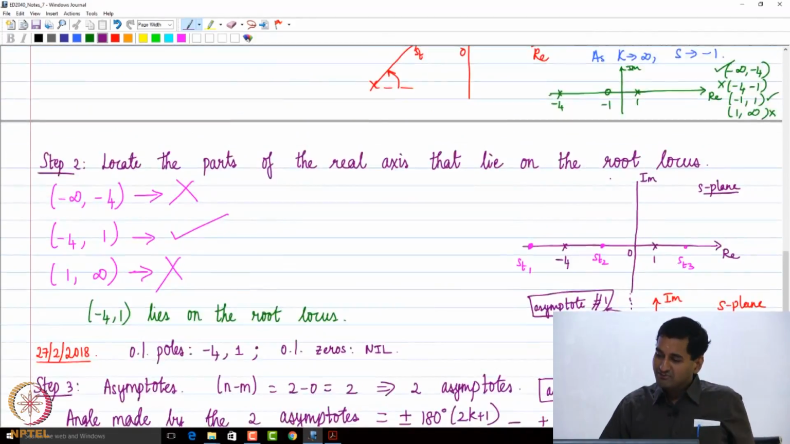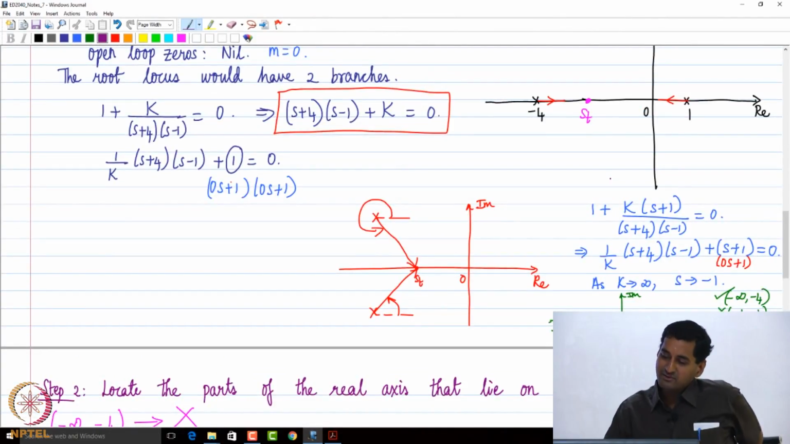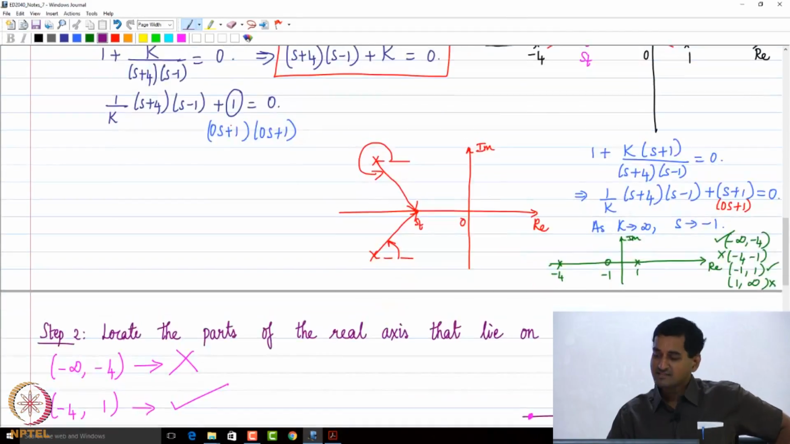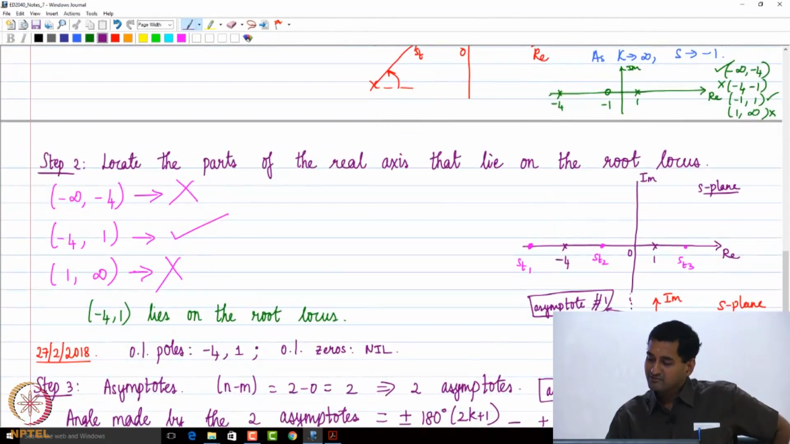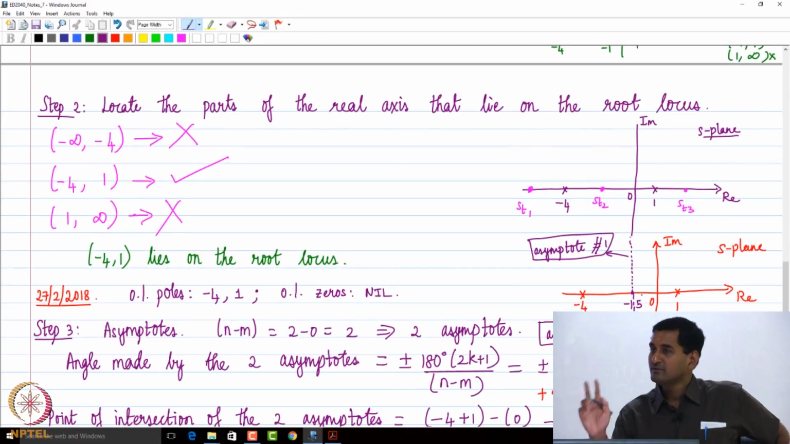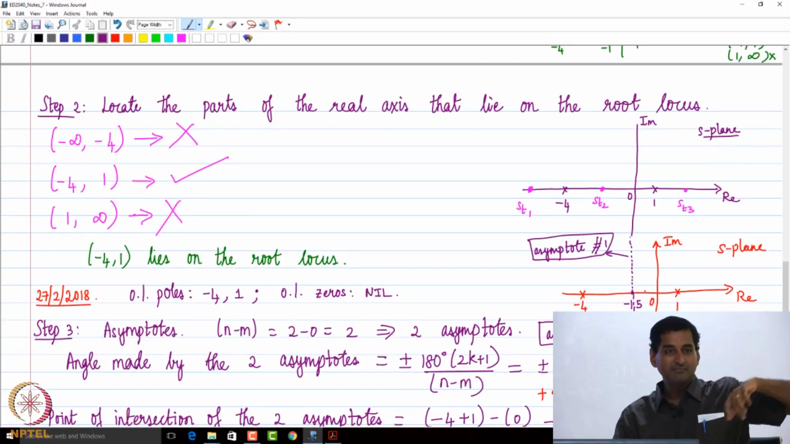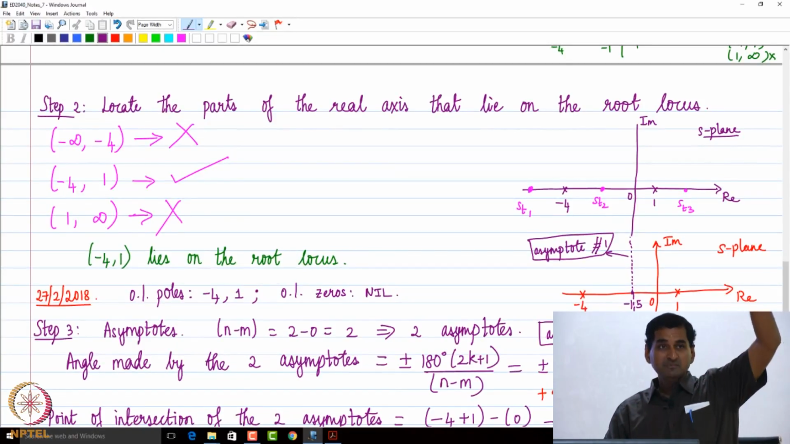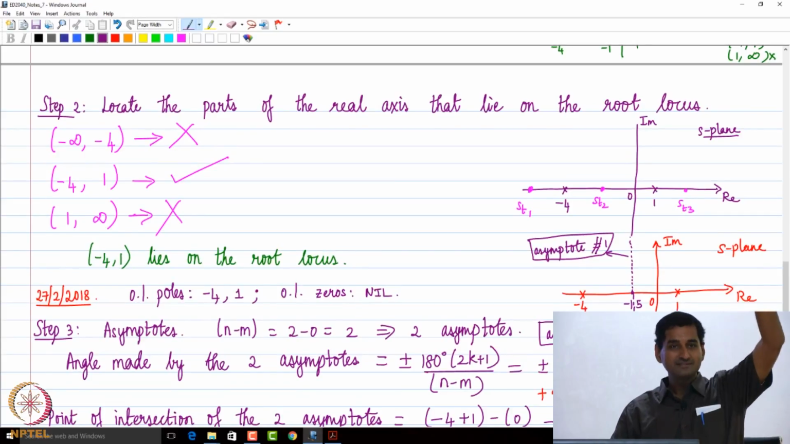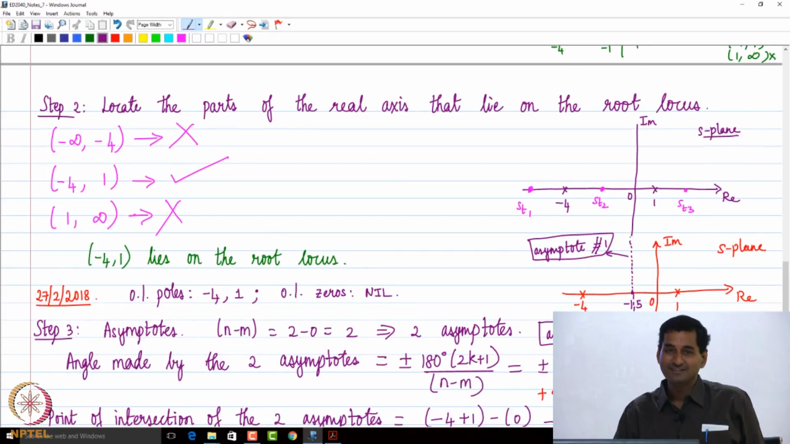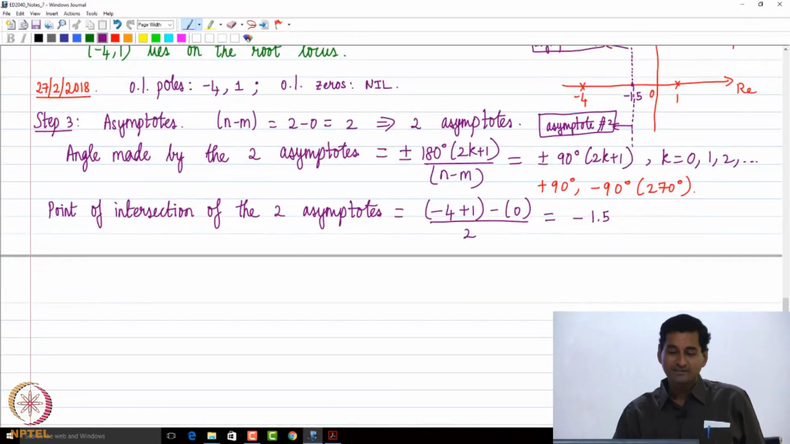If you recall, what we have done till now is that we have figured out that two branches are going to be there. One is going to start from minus 4 towards the right and one from 1 towards the left, and the region between minus 4 and plus 1 is the part of the root locus that lies on the real axis. And then the third point is that there are going to be two asymptotes, which intersect at minus 1.5 and go at plus 90 and minus 90 degrees. Please remember, the asymptotes indicate the trace of the root locus as k tends to infinity.